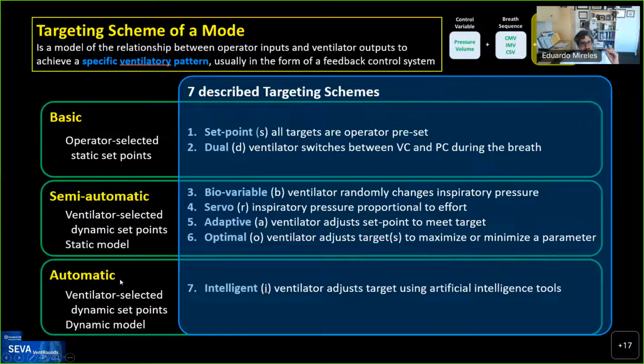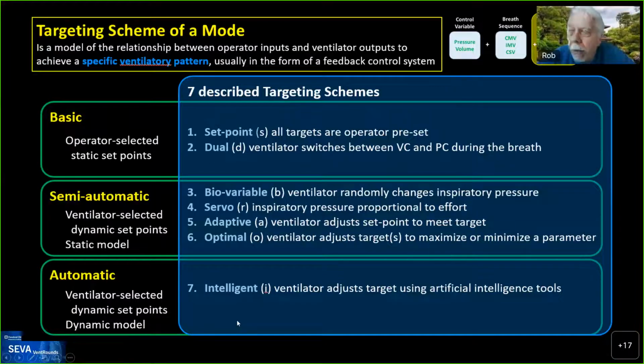And the key to understand here, and why this is so relevant for you as a clinician, is that each one of these targeting schemes is better for certain patients. And you need to understand what it does and how it interacts with the patient so that you can titrate and adjust as needed, including the intelligent ones. I would say you need to understand what it actually does and in which circumstances it will make more sense than in others.